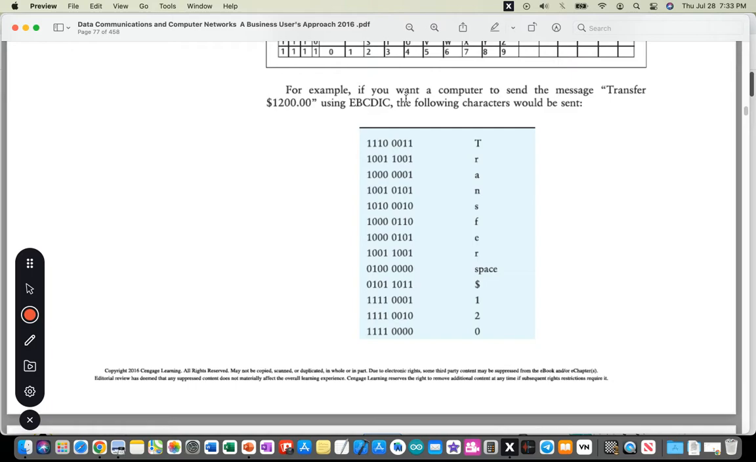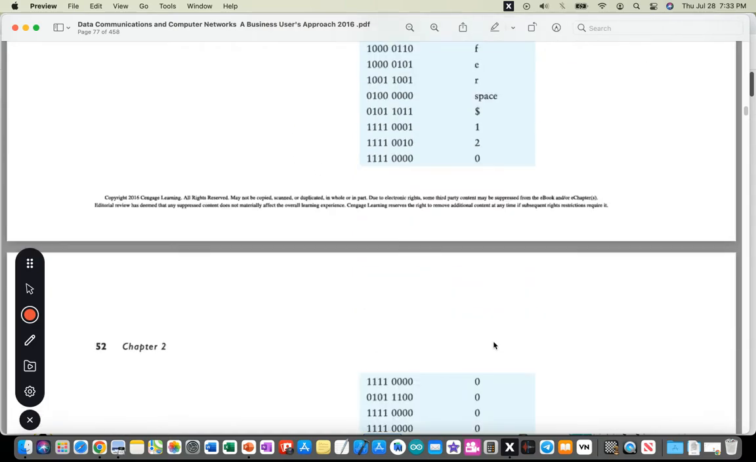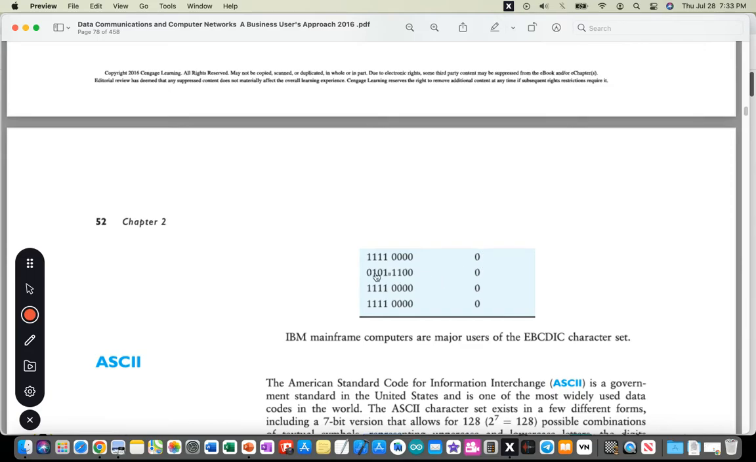For example, if you want a computer to transfer $12.00 using EBCDIC, the following characters may be sent. Transfer: T, then a space, dollar sign, 12, and this is the dot, then this is the 00.